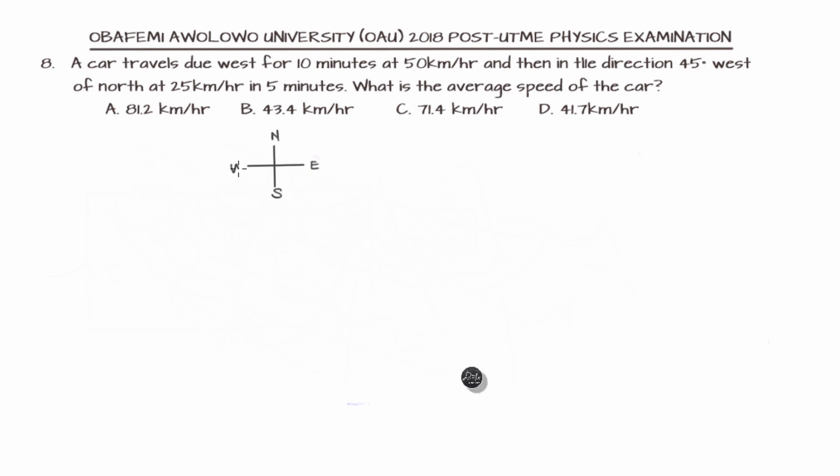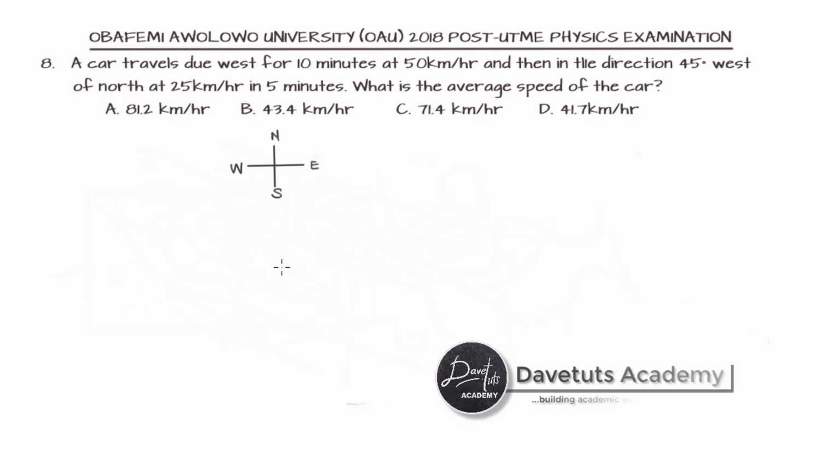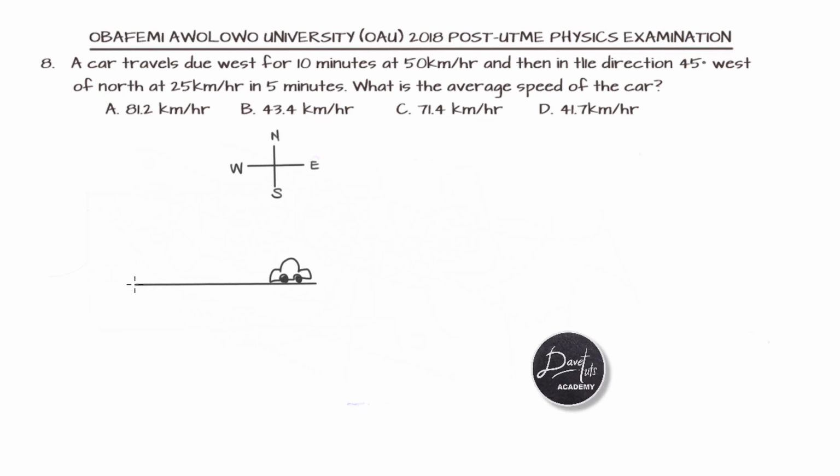Now, we are told that it is traveling due west. So our cardinal points being shown here, this is north, south, east, and west. That means our car is starting and heading first and foremost due west for 10 minutes. So if you have this as the movement due west, this is 50 kilometers per hour, and it does that for 10 minutes. Okay. And then it also moved in the direction 45 degrees west of north. So from that particular point, we now have 45 degrees west of north taking 25 kilometers per hour, and that was done in 5 minutes.